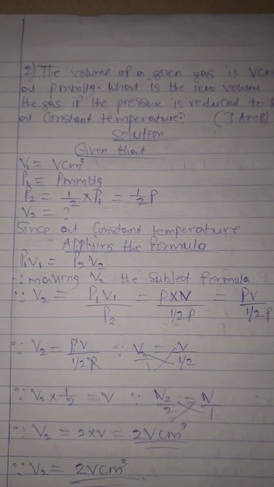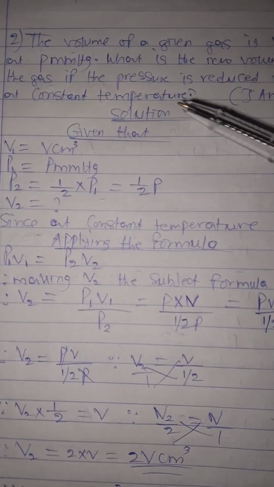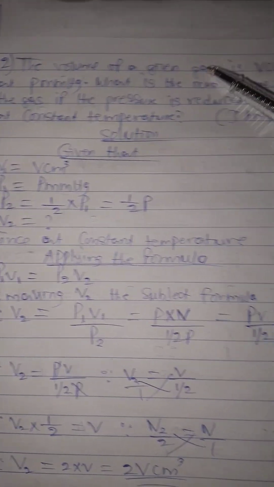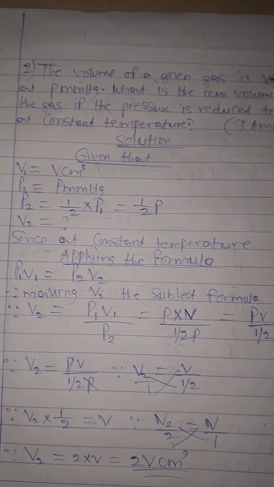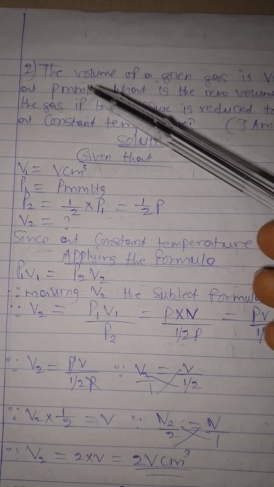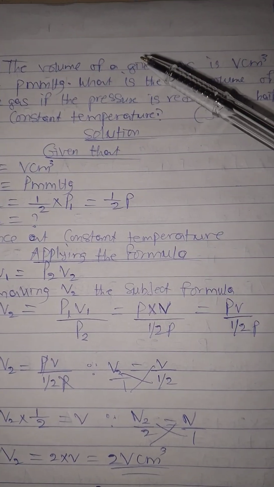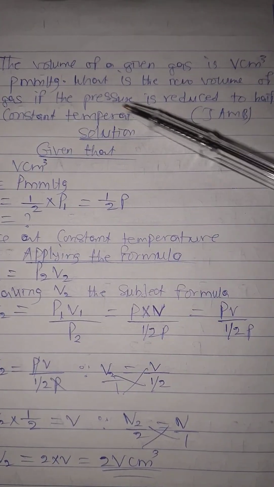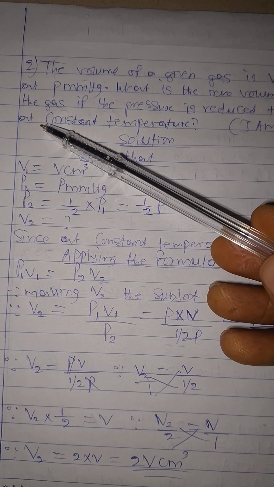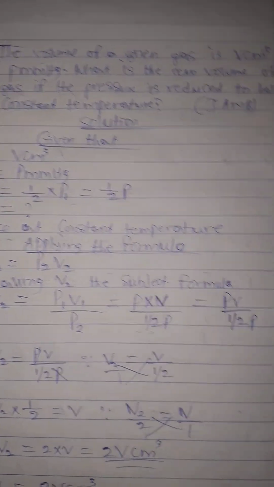Now I have question number 2. Question number 2 says that the volume of a given gas is V centimeter cube. You know that volume is measured in centimeter cube at P mmHg. That is your pressure. Now we ask, what is the new volume of the gas if the pressure is reduced to half at constant temperature? This is a JAMB question.